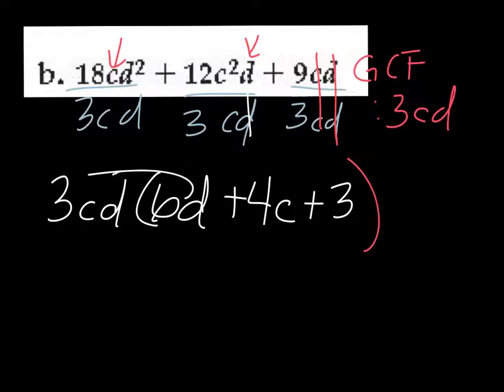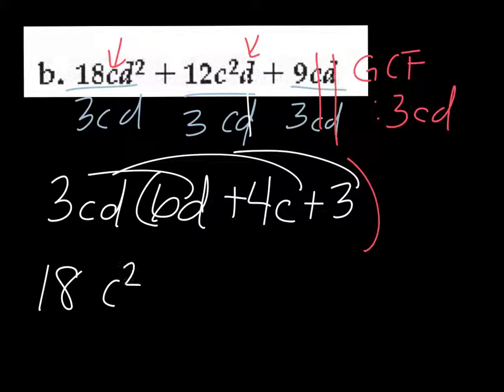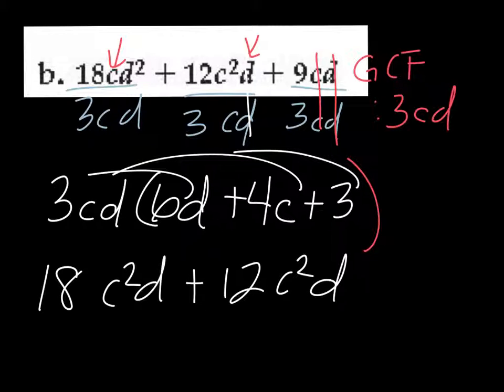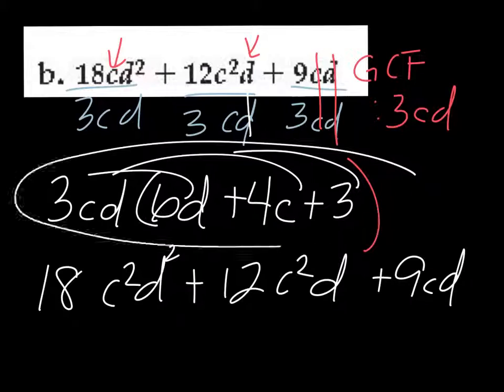If I use the distributive property to check, and I would do this mentally, I get 18c squared d plus 12c squared d, oops, that d was squared, plus 9cd. And that is what I started with, so I am happy with my final answer. So these should go pretty quickly for you, and you could probably get by with these without a lot of work shown if you understand the process and you can do it in your head.